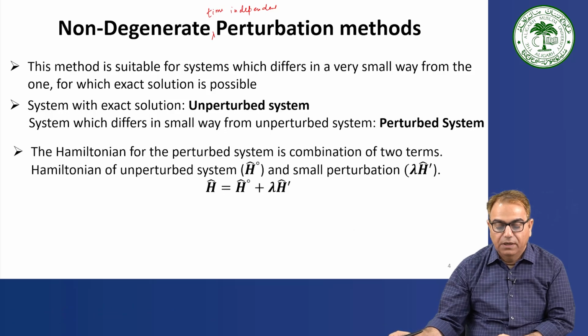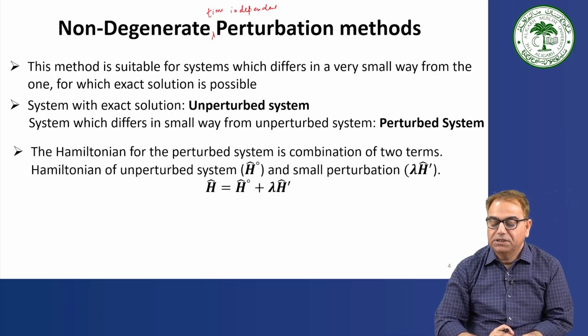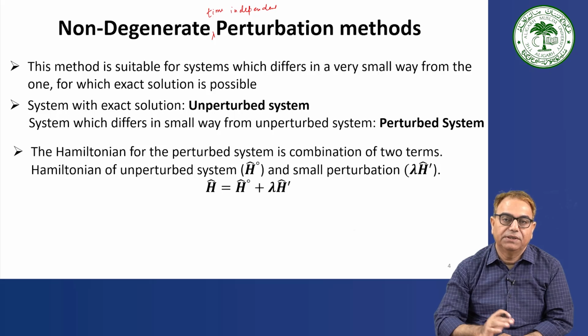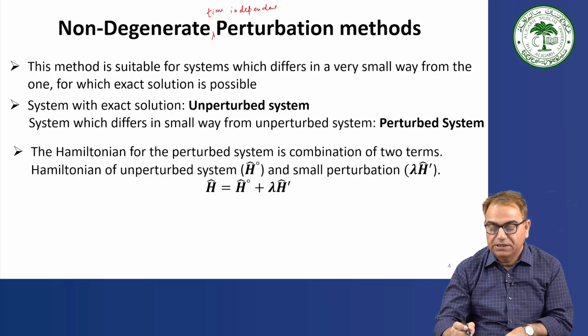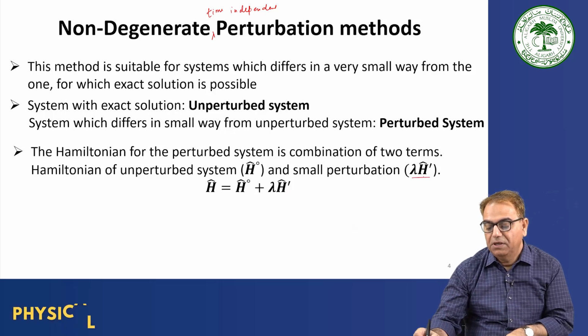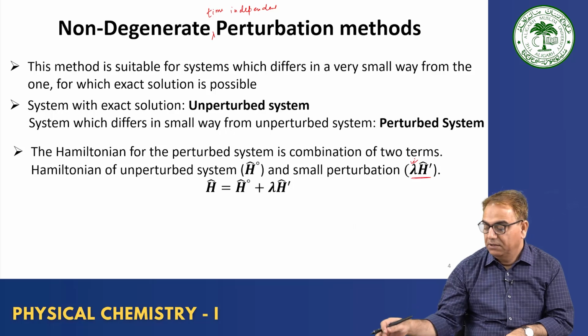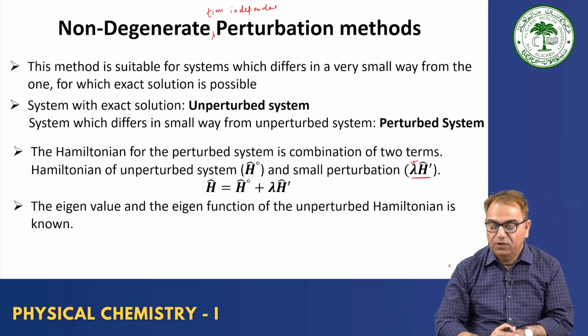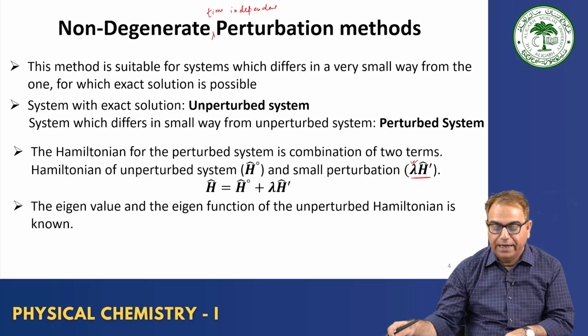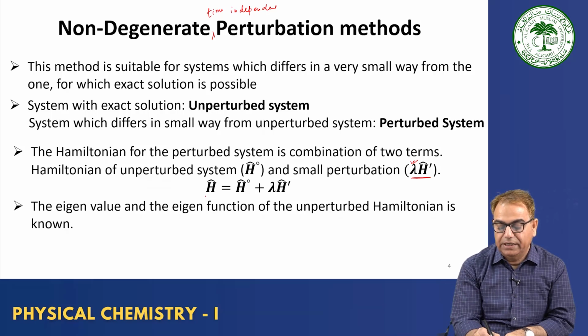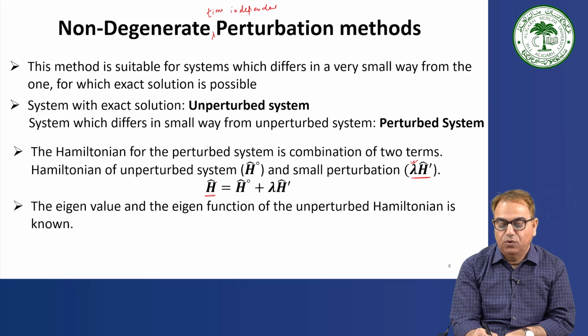Then the Hamiltonian for the perturbed system is a combination of two terms. This is important. This is the basis. If you have to write the Hamiltonian for a perturbed system, it will always have two terms, one for the unperturbed system and another for the disturbance. This disturbance is given as lambda H prime, where lambda is the perturbation parameter. The eigenvalue and the eigenfunction of the unperturbed Hamiltonian are known. Obviously it is not disturbed, it is original, so the solution is known to you. And we write this H without any superscript, no naught, no prime.